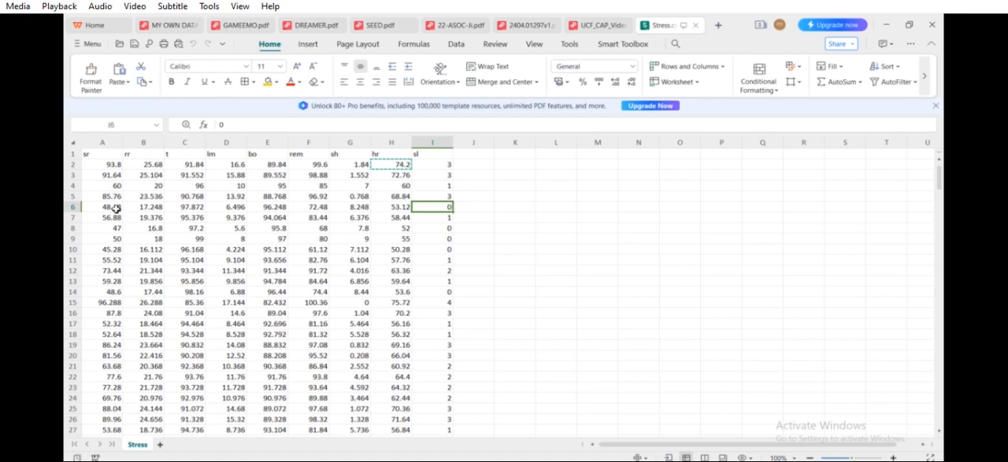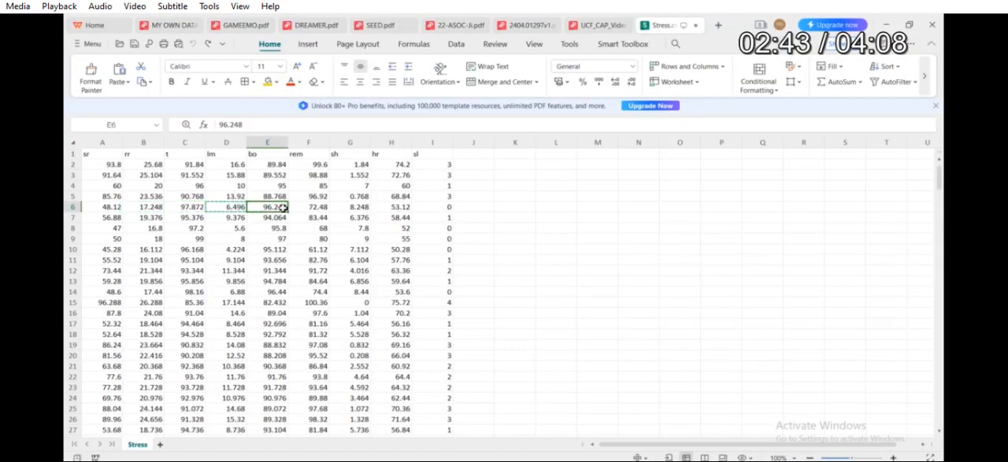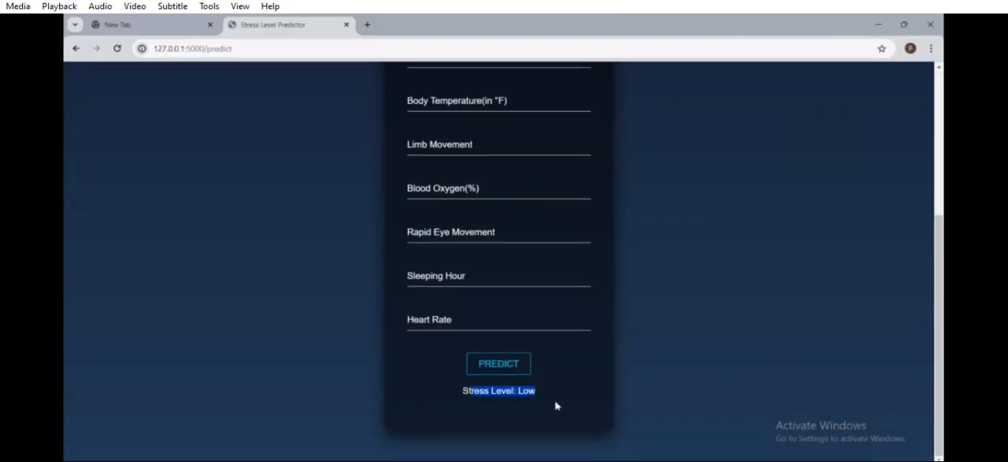Now I am showing the 0th class example. 0th class means low. So I enter all the values. Life stress level is low.